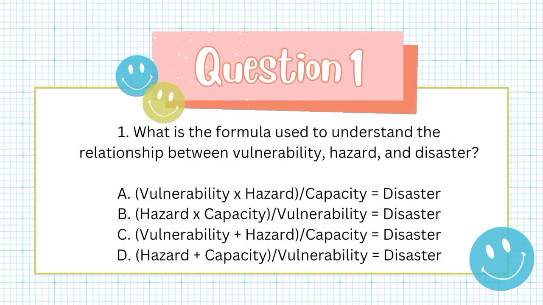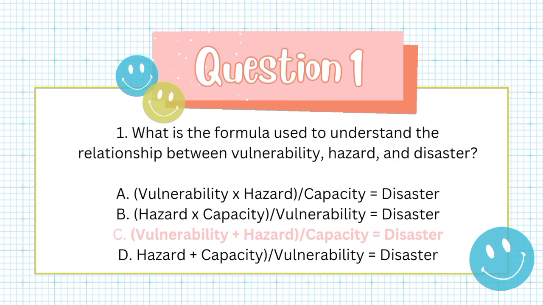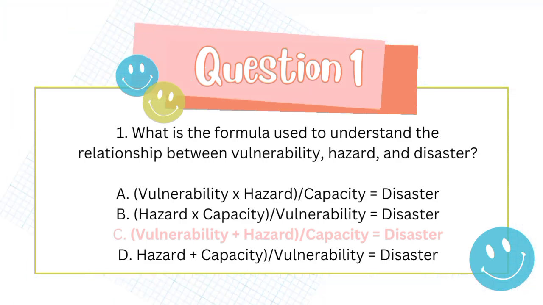What is the formula used to understand the relationship between vulnerability, hazard, and disaster? A. Vulnerability times hazard capacity equals disaster. B. Hazard times capacity vulnerability equals disaster. C. Vulnerability plus hazard capacity equals disaster. D. Hazard plus capacity vulnerability equals disaster. The correct answer is C. Vulnerability plus hazard capacity equals disaster.